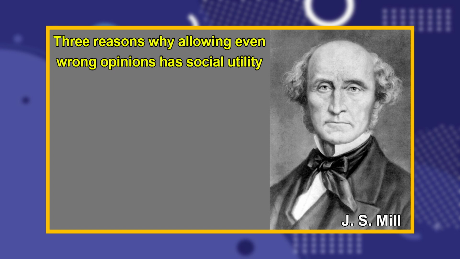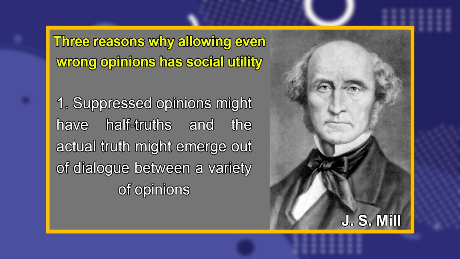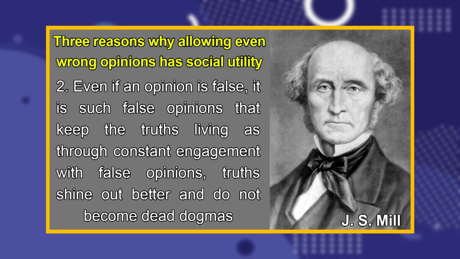He anticipated criticisms that will wonder about the damage caused by minority opinions, which turn out to be wrong. Mill therefore goes on to give 3 reasons why allowing even wrong opinions has social utility. First, he argues that suppressed opinions might have half-truths and the actual truth might emerge out of a dialogue between a variety of opinions.